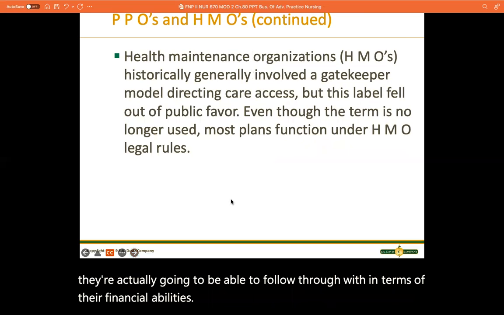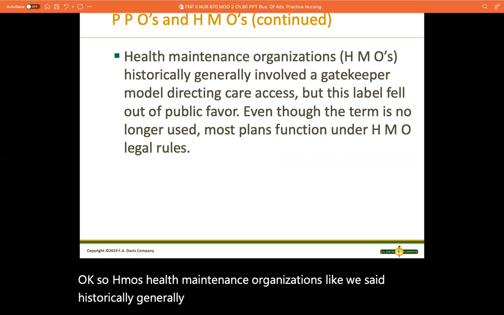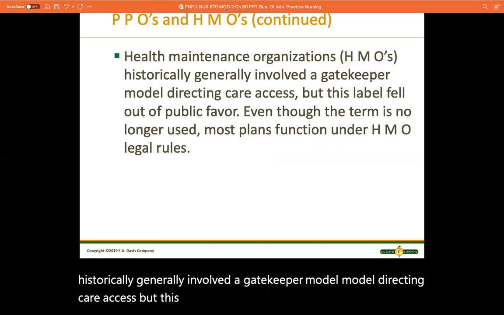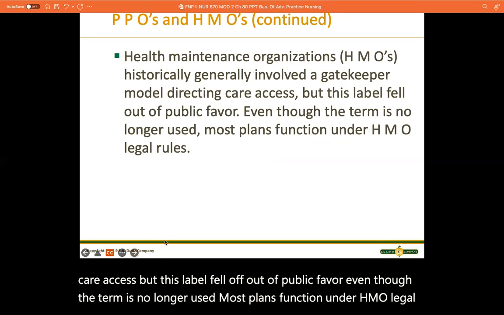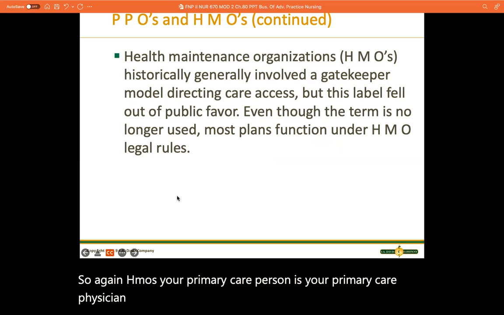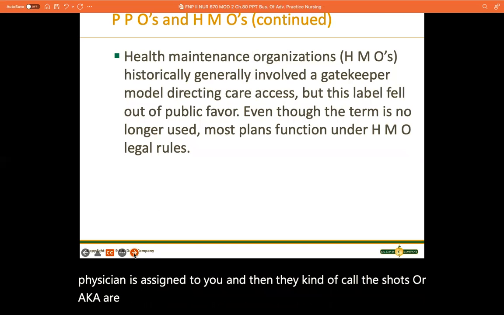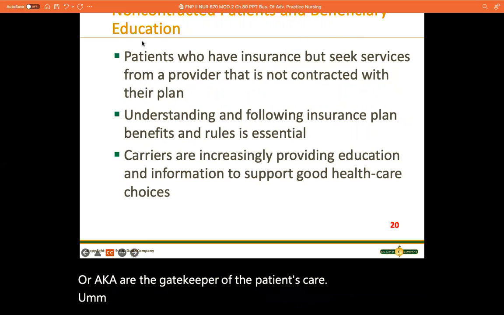Okay, so HMOs, health maintenance organizations, like we said, historically generally involved a gatekeeper model directing care access, but this label fell out of public favor. Even though the term is no longer used, most plans function under HMO legal rules. So again, with HMOs, your primary care physician is assigned to you, and they call the shots, AKA are the gatekeeper of the patient's care.